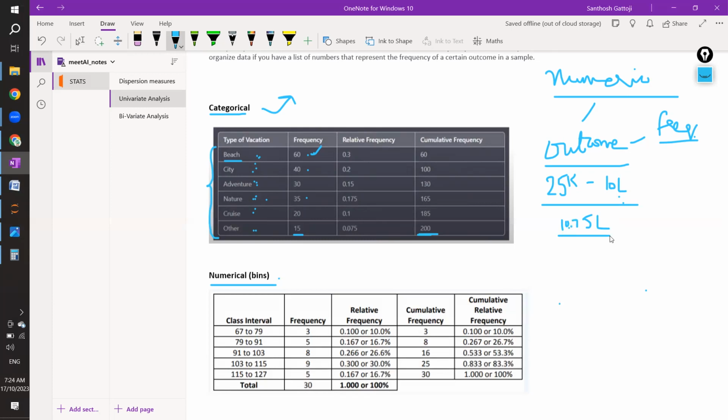Understood this? 10.75 values you will have. Even in these 10.75 values, if you think my outcome is having how many values? 10 lakh values. Just for simplicity, let's say you have 10 lakh output values. In these 10 lakh outcome values, we need to calculate the frequency of each outcome.